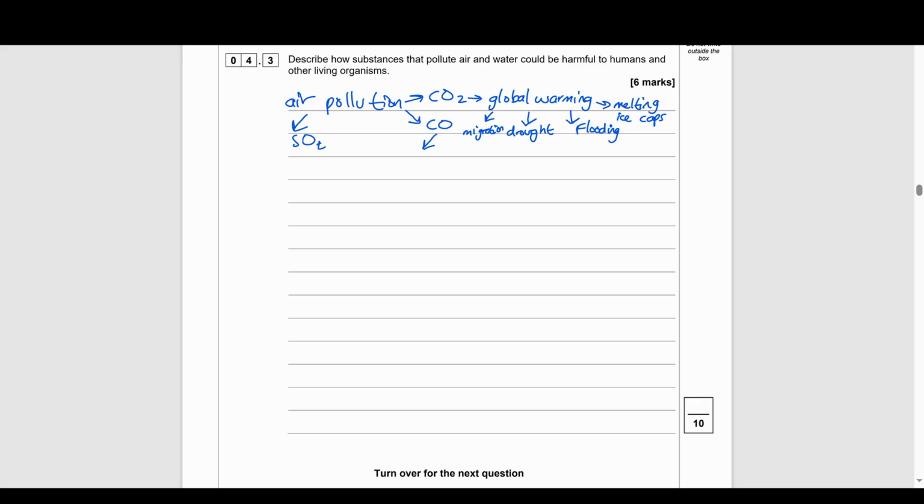Carbon monoxide, well, that's a poisonous gas. So what is going to be the problem with carbon monoxide? Well, carbon monoxide leads to breathing problems because you're not able to carry as much oxygen anymore. So it's less oxygen that's being carried. And then that can lead to respiratory problems, such as asthma.